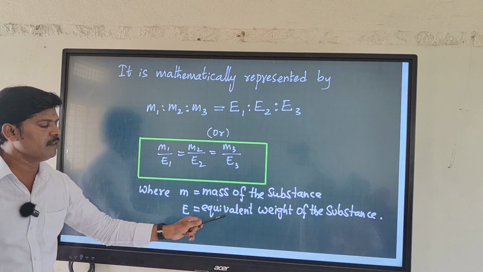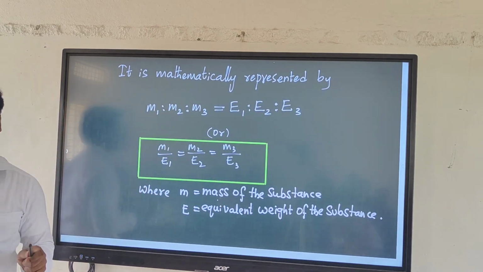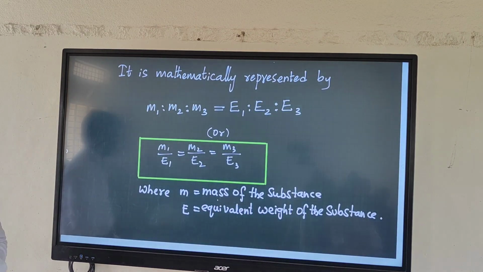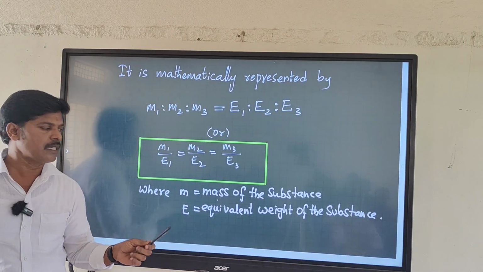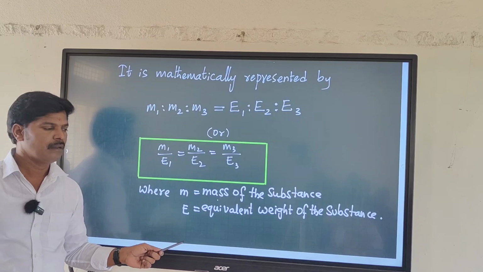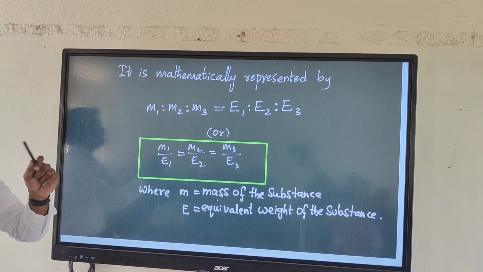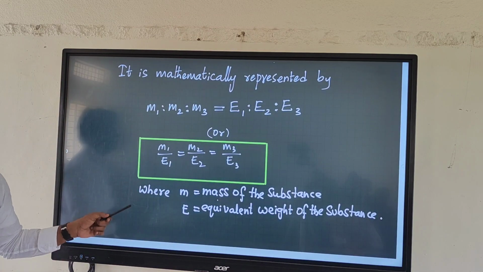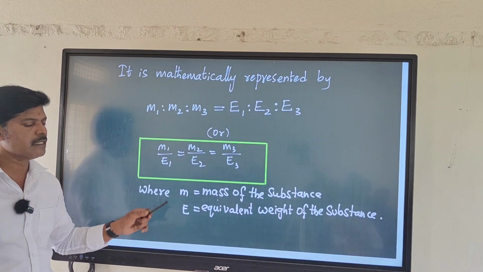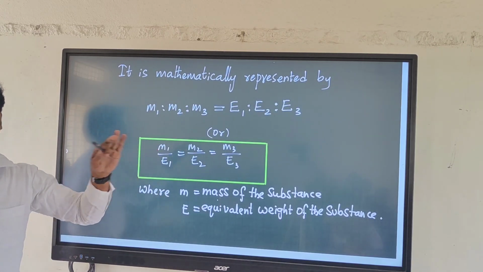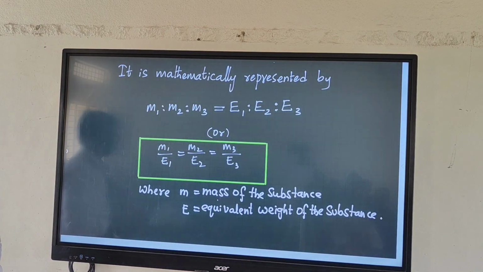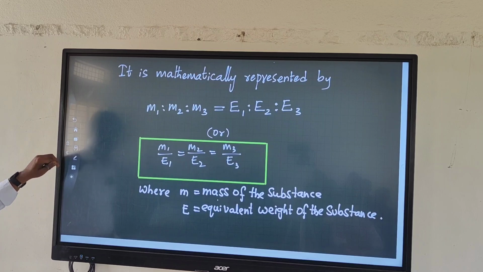How can you find equivalent weights? Equivalent weight is equal to atomic weight divided by valency. For any substance, for example, an acid's equivalent weight is equal to molecular weight by basicity of the acid. Different substances have different formulas, but the standard formula is weight by valency is the equivalent weight. Let me explain this second law with a diagram.